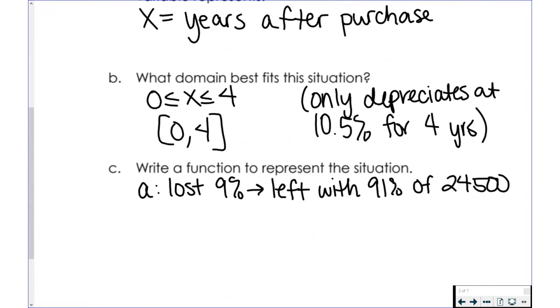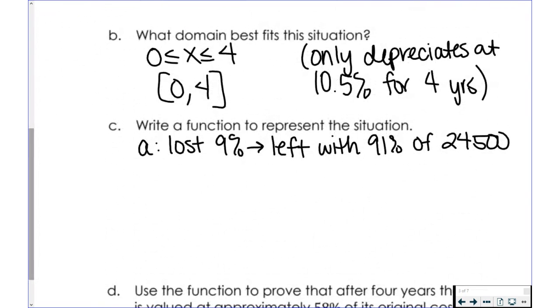If you lost 9%, that means you're left with 91%. Again, there are different ways you can do this. This is just one of them. If you get the same answer that I do, great. You can do it that way. So in math, the word of means multiply. So if you want to know 91% of 24,500, when you have the word of in a statement like this, you're going to multiply 91% as a decimal times 24.5.